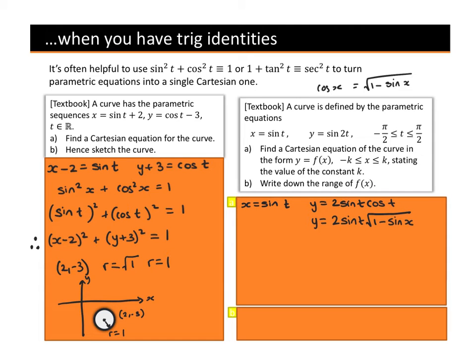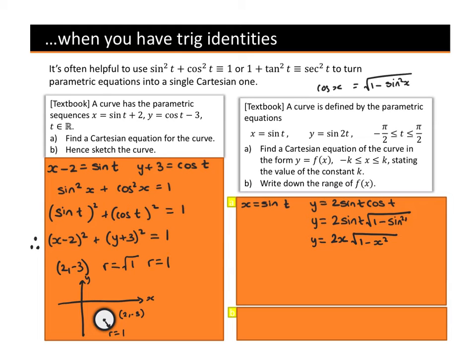Why have I done it this way? Because we know that x equals sine t. So if I get everything in terms of sine t, I can then substitute in x, right? And remember, sorry everyone, this is sine squared, isn't it? Okay, so now I can substitute in my x equals sine t. So therefore I get y equals 2x square root of 1 minus x squared. And I just realised I didn't write sine t here.